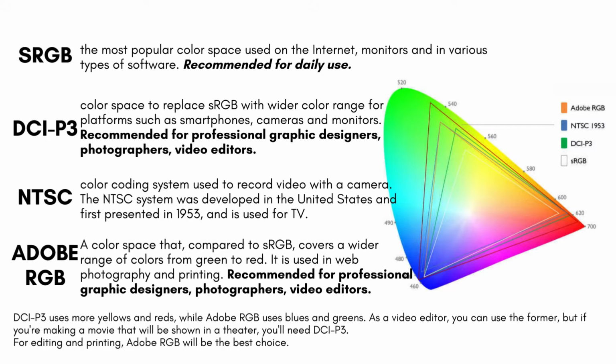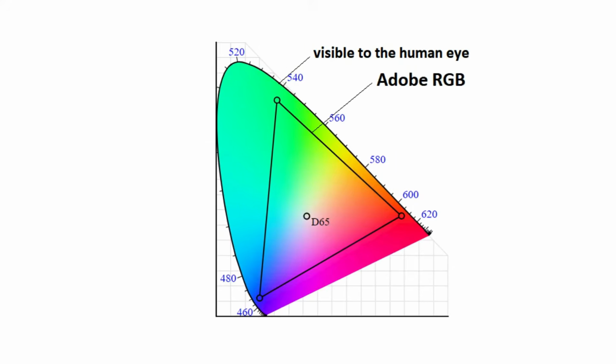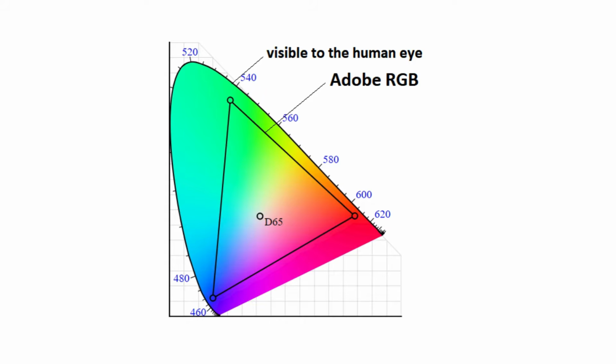As a video editor, you can use the former, but if you are making a movie that will be shown in a theater, you will need DCI-P3. For editing and printing, Adobe RGB will be the best choice. Adobe RGB covers over 50% of the colors visible to the human eye. Alright, that's enough for theory, which probably most of you skipped anyway.